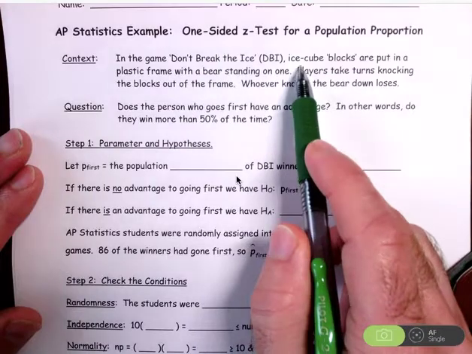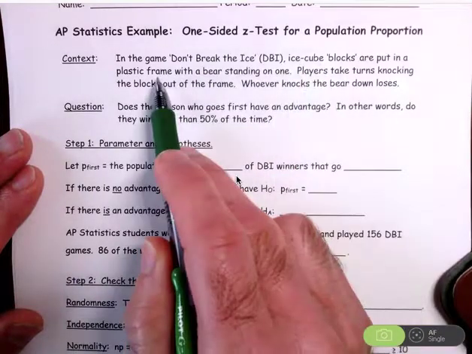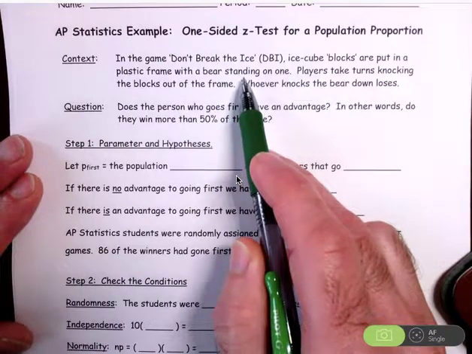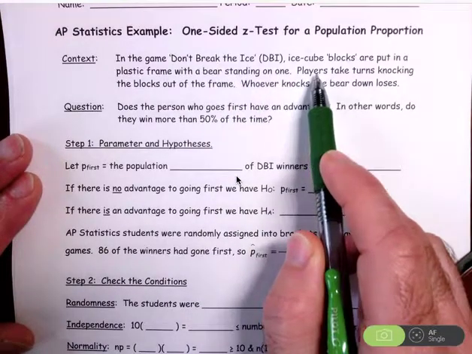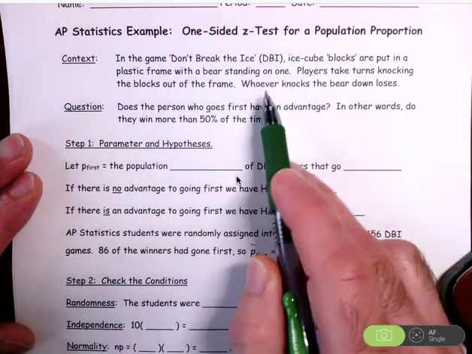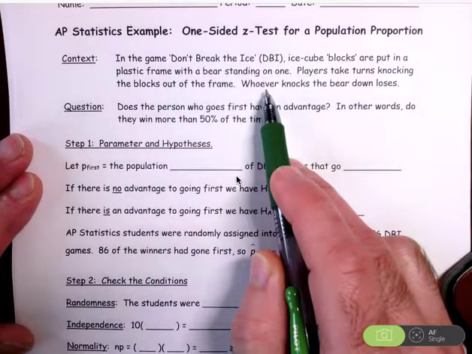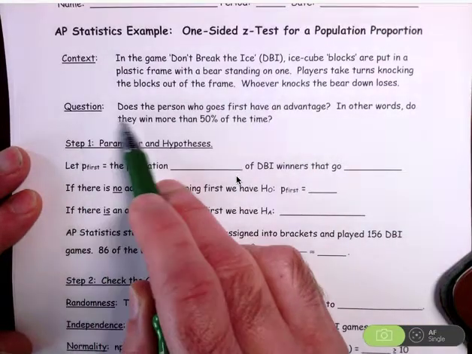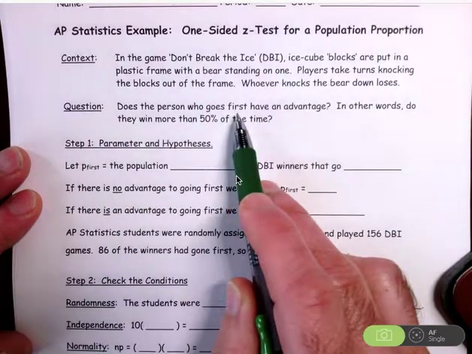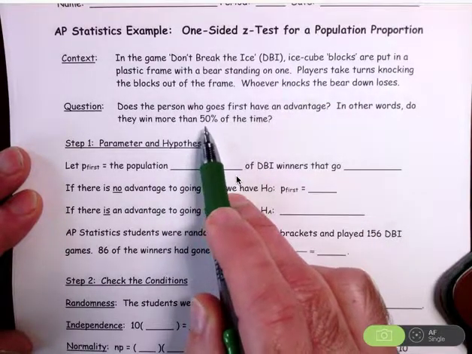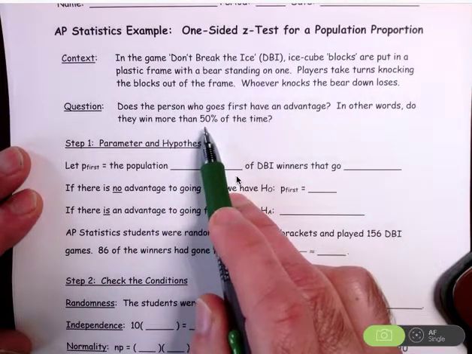But basically, little plastic ice cube blocks are put in a big plastic frame. There's a bear standing on one of them, and players take turns with little hammers knocking blocks out of the frame, and whoever knocks the bear down loses the game. So the question is, does the person who goes first have an advantage? In other words, do they win more than 50% of the time?